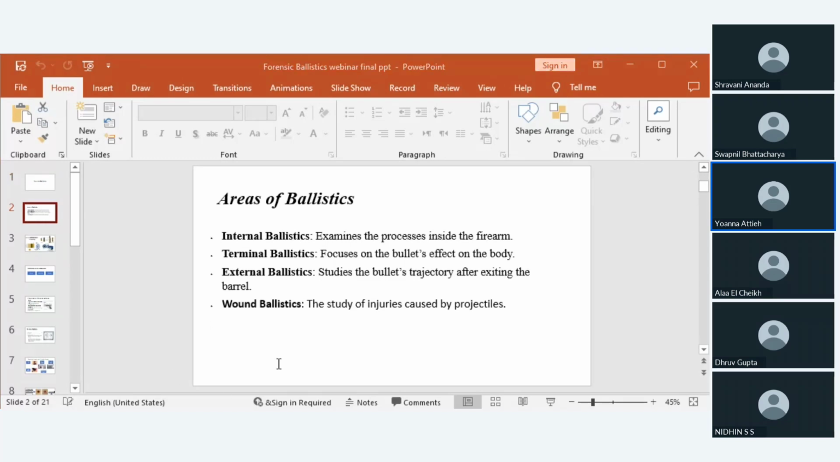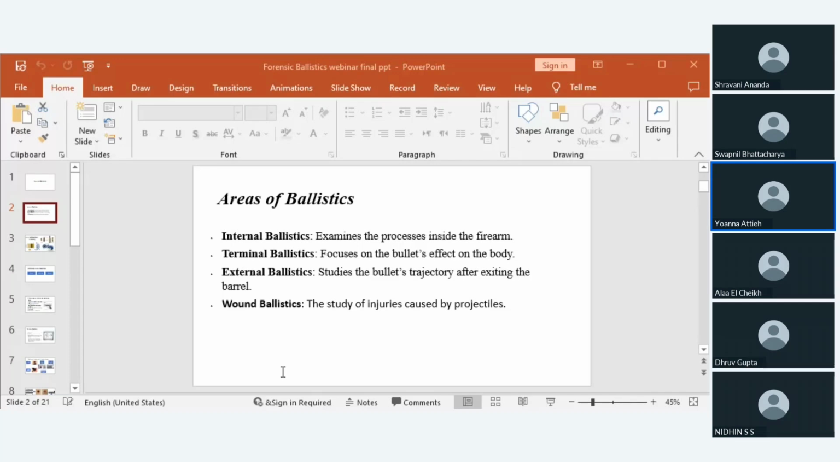Before we dive deeper into the internal ballistics, I want you to know that there are three types of ballistics. Just a second, guys. All right. So we have three types of ballistics.